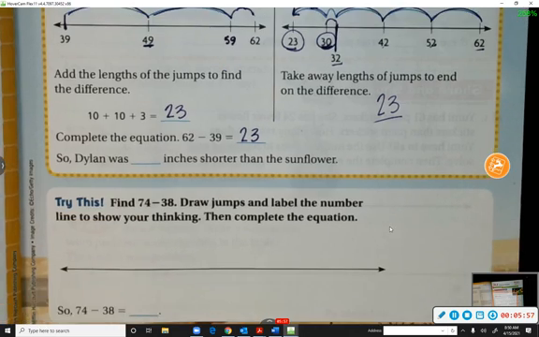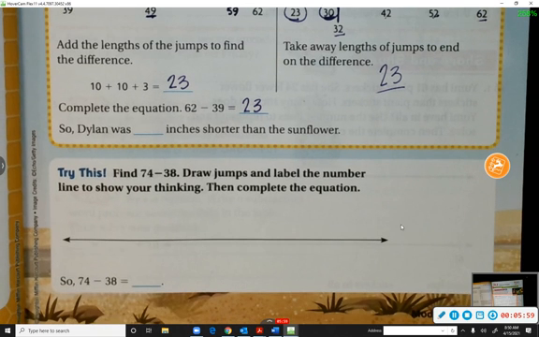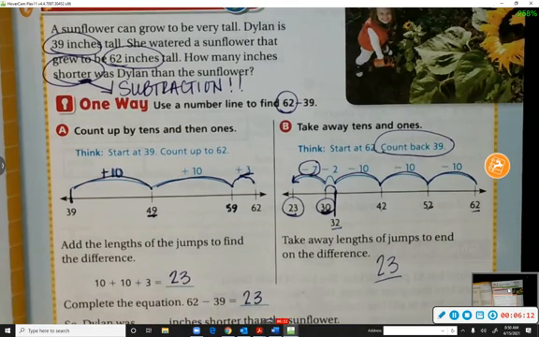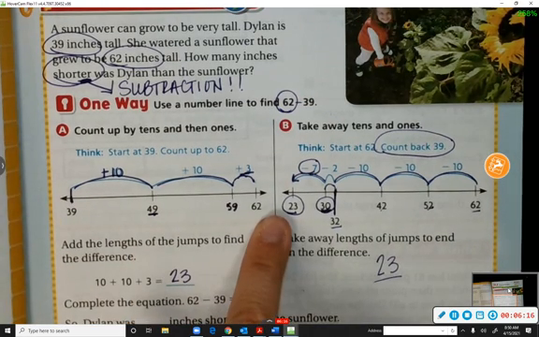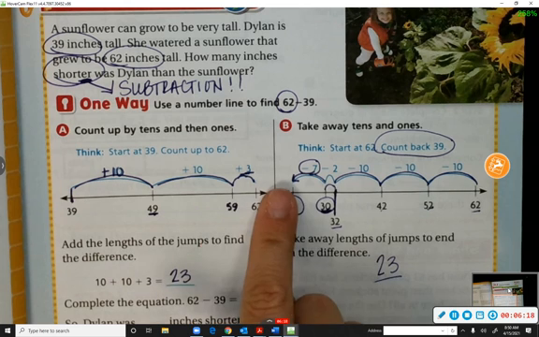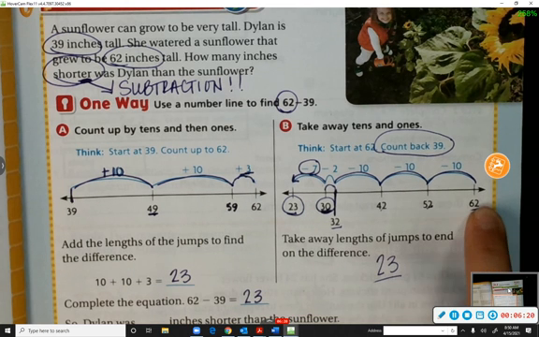Okay? So let's try one more. Draw jumps and label the number line to show your thinking. Then complete the equation for 74 minus 38. So we can do it 2 ways. We can put the 2 numbers on the number line and jump forward, or we can put the greatest number on the number line and jump backwards.